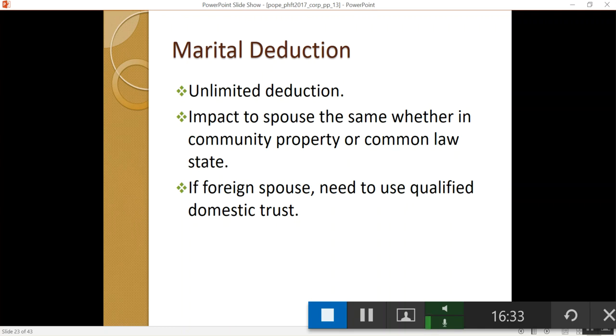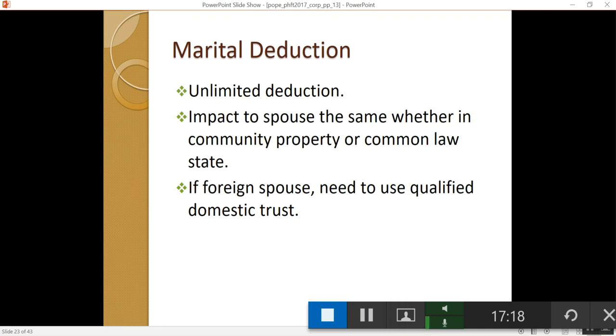And this is basically to mitigate circumstances where one spouse is still living and one spouse has died. They don't want to cause the surviving spouse to have to pay taxes on the decedent spouse's estate. Now, in the case of a foreign spouse, the only way to get the marital deduction is by the use of a qualified domestic trust in order to pass the property from the decedent's estate over to the surviving spouse, who is a foreign spouse.